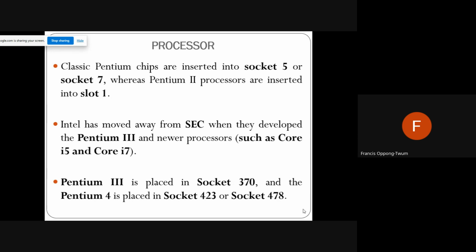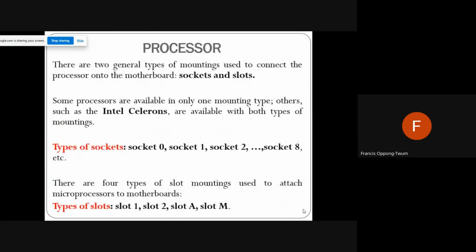But Intel has moved away from that era where we used to have the Pentium based, and now they are developing new processors, the i series: i1, i2, i3, i4. We have moved away from that era. Pentium 2 is placed in the socket 370, and Pentium 4 is placed in socket 423. But please, all these technologies are out of the market.